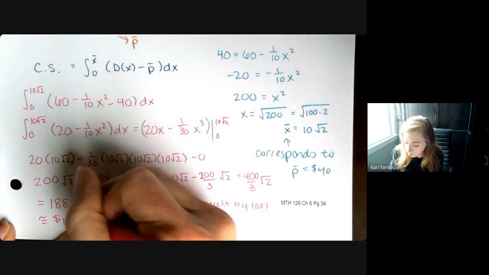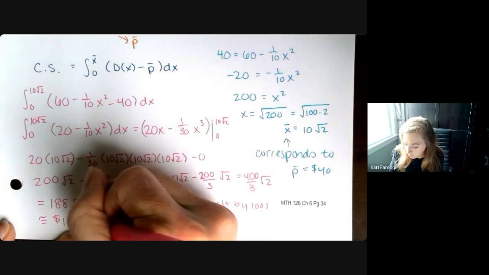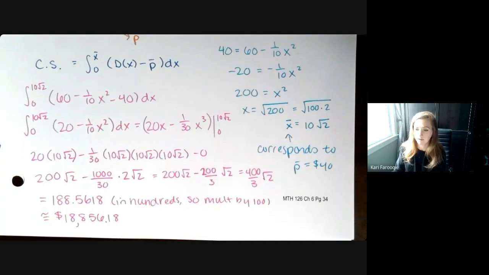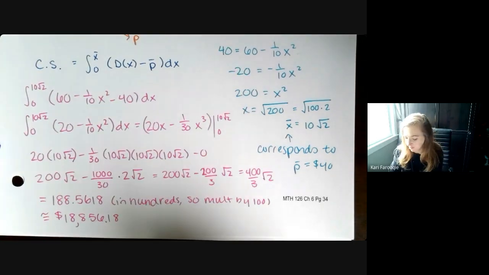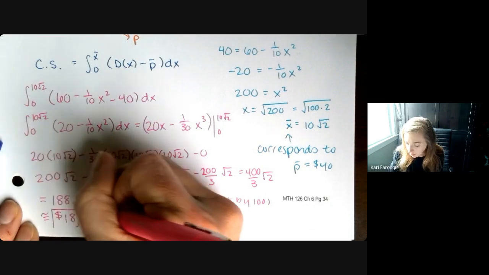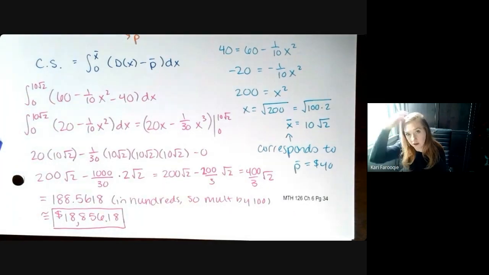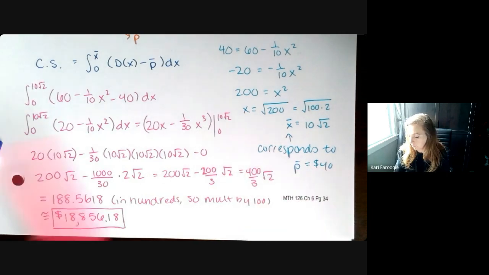So this is just moving over 188.5618 decimal comma $18,856.18. Okay, so this is that consumer surplus value that you're looking for here that corresponds to a price of $40, and our X bar is 10 root 2. That's the number of units. Okay.